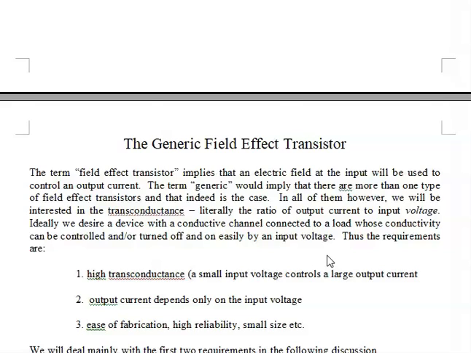Okay, so when we talk about field effect transistor, we're talking about field. What kind of field? Electrical field. And once we mention the term electrical field, we really need to remember that what we're talking about is voltage. Voltage and electric fields are kissing cousins. So unlike the BJT, we'll be using an electric field at the input to control an output current. In the BJT, we used an input current, namely the base to emitter current, to control an output current, namely the emitter to collector current.